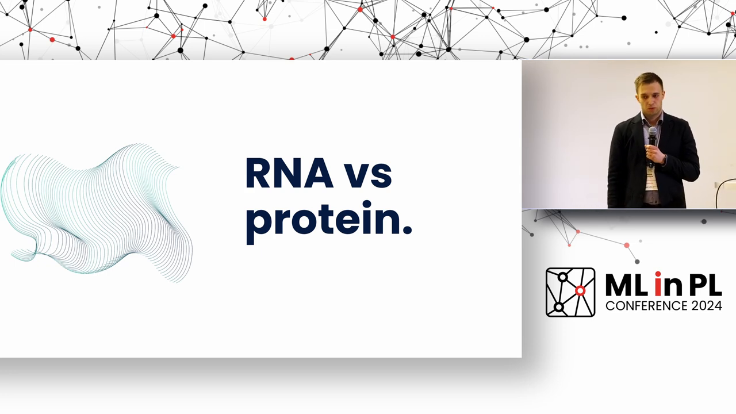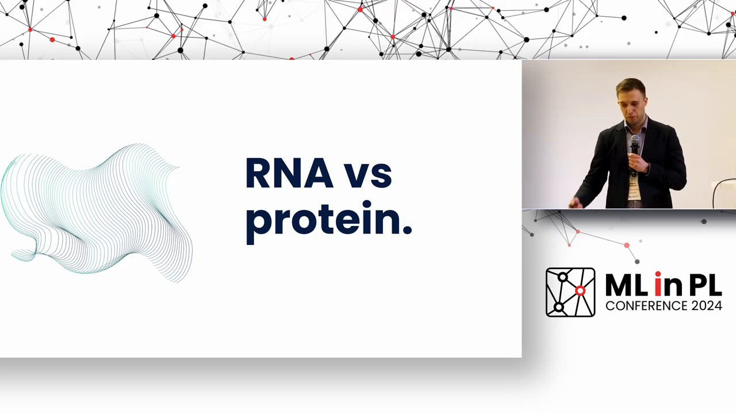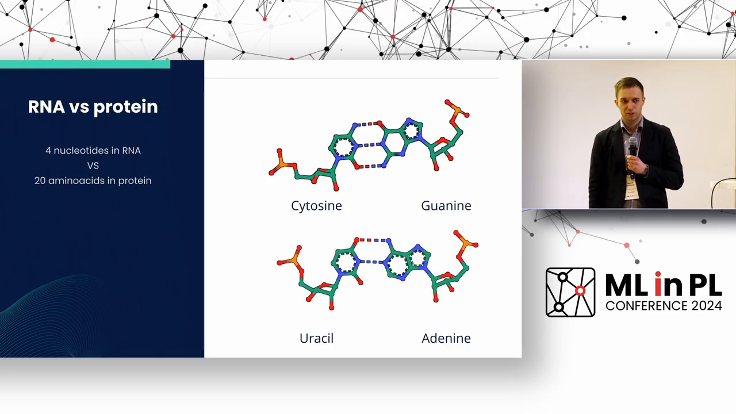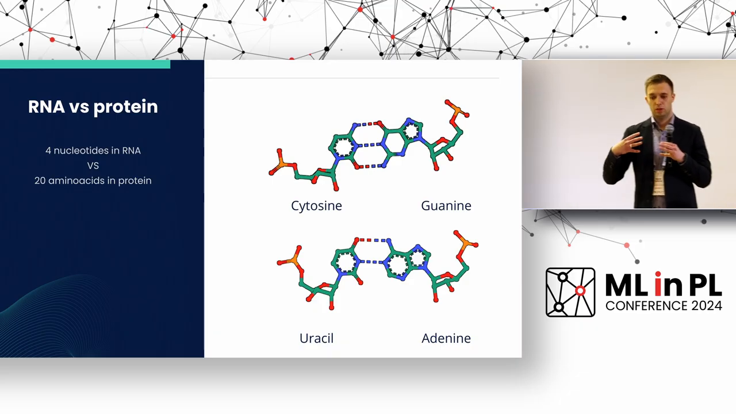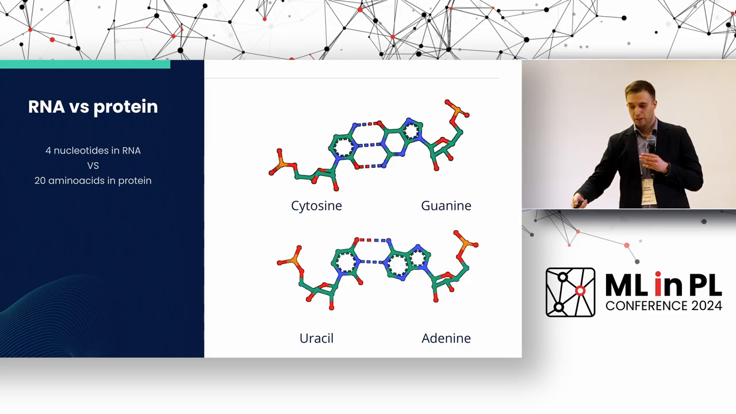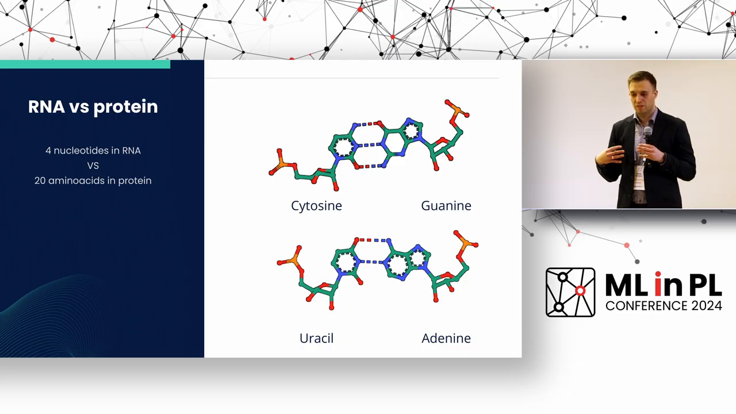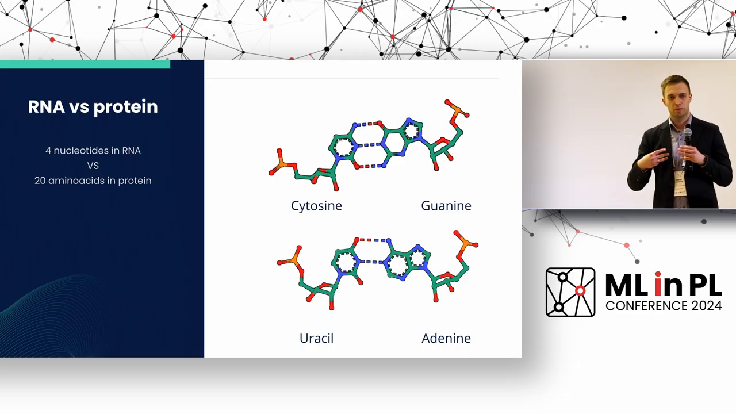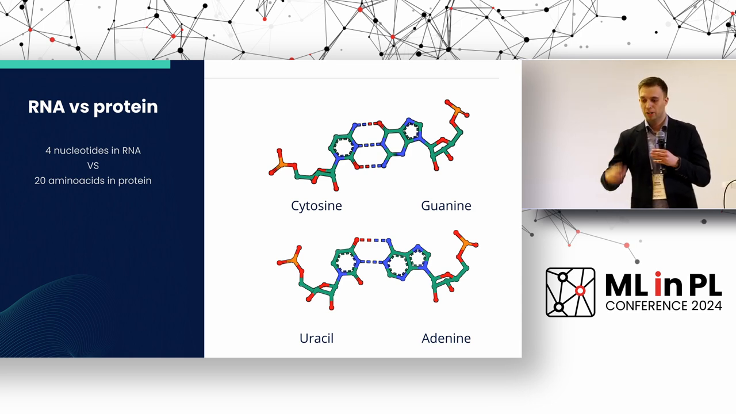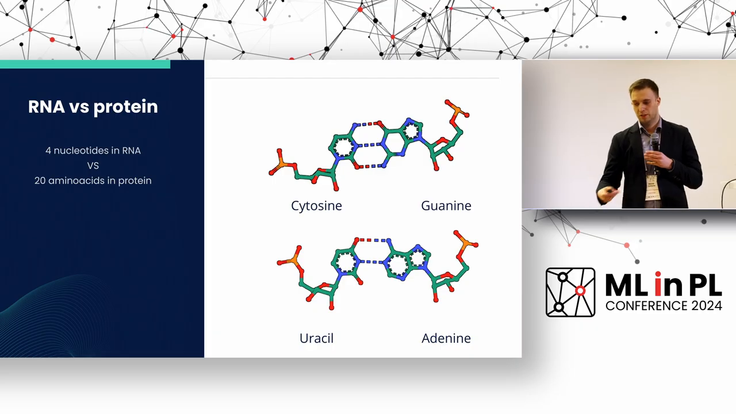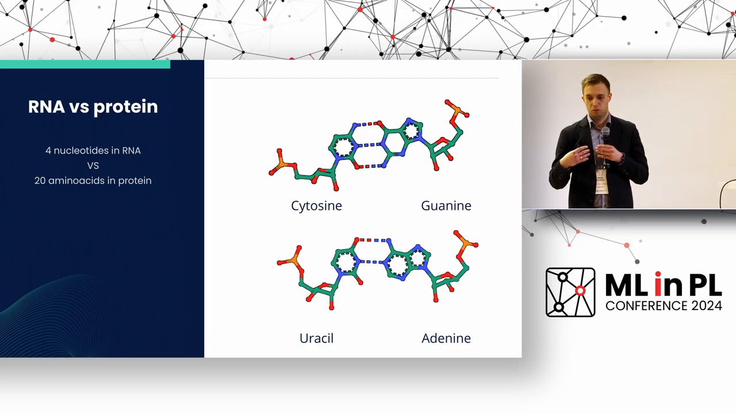All right, so let's start with RNA versus protein. The fundamental difference is the building blocks of RNA and proteins. In RNA, we've got only 4 building blocks, and we call them nucleotides: cytosine, guanine, uracil, and adenine. They usually create something like canonical pairing. What we observe in nature is that cytosine is paired with guanine, and uracil is paired with adenine.